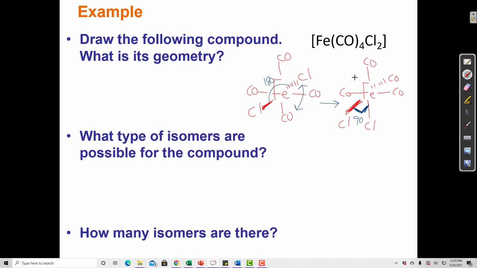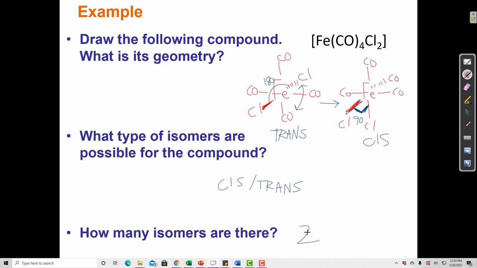If the Cls are 90 degrees apart, then that molecule is always the same, because all the relationships of all the groups are always the same. But this molecule and this molecule are different because this relationship is 180 and this relationship is 90. So what type of isomers are possible? Well, we call this one trans, and we call this one cis. So cis, trans, isomerism. And how many isomers are there? There are two isomers for this compound. There are two different ways that we can arrange these.